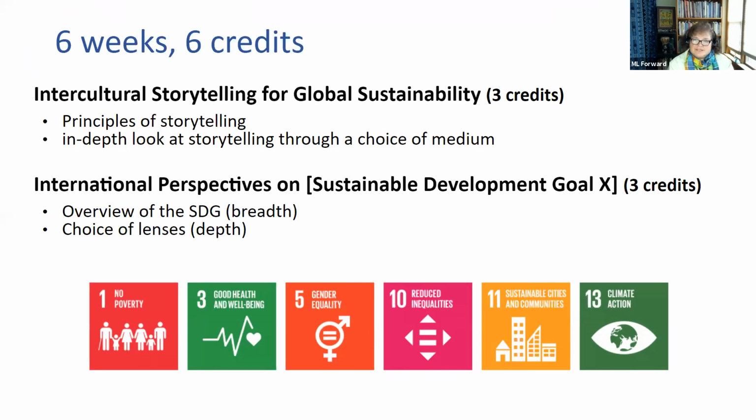The intercultural storytelling course for global sustainability was the first course that was offered. It offered in common across all of the different iterations the principles of storytelling. So students had that in common. And then they got to select what they would look at through a choice of medium. So they would choose, for example, podcasting, or they chose theater, or they chose another expression of storytelling to get into depth what that looks like.